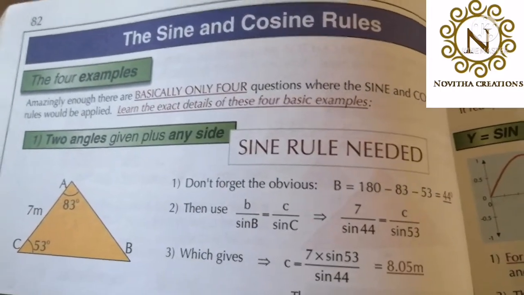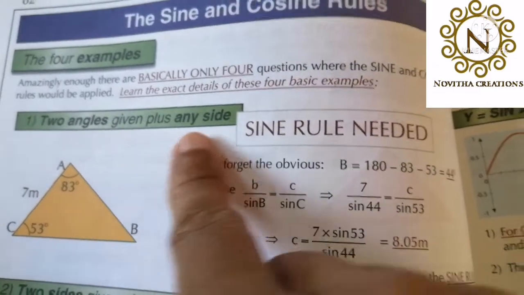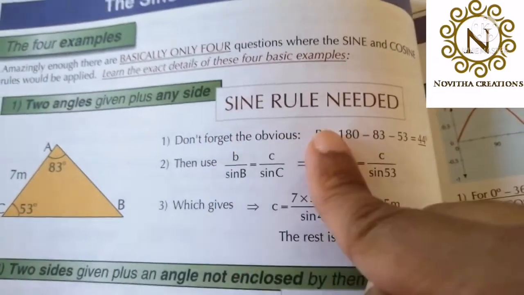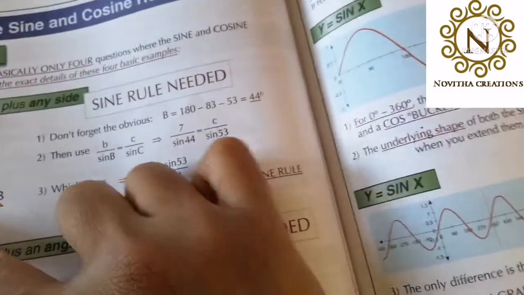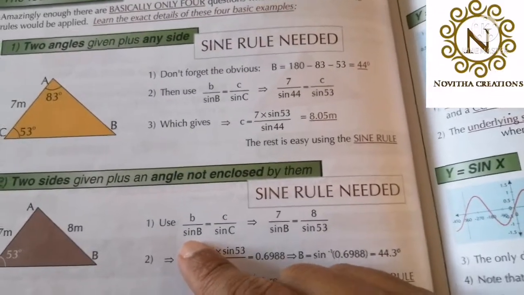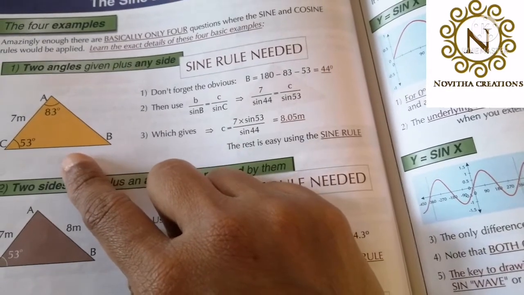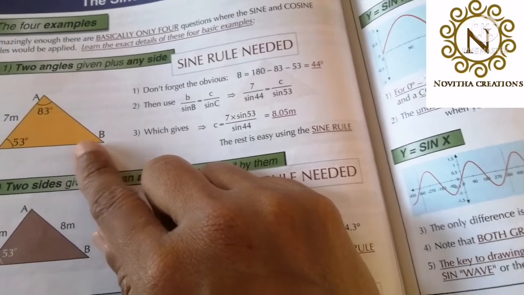The sine and cosine rules. In this example, two angles are given plus any side, so the sine rule is needed. First we need to label our sides: what is hypotenuse, what is adjacent, what is opposite. We need to find B here.